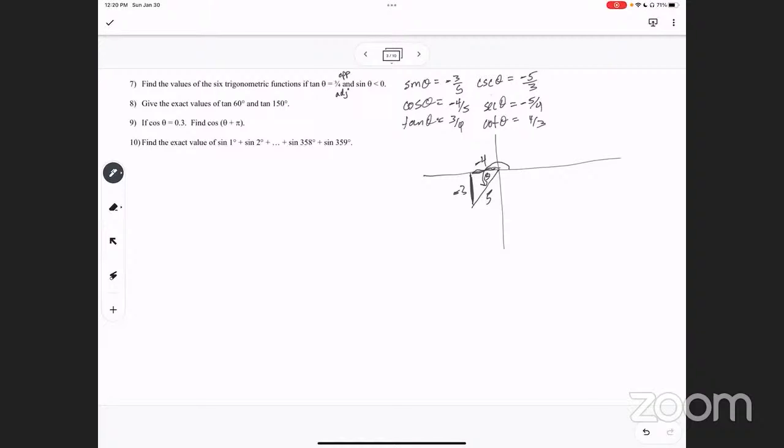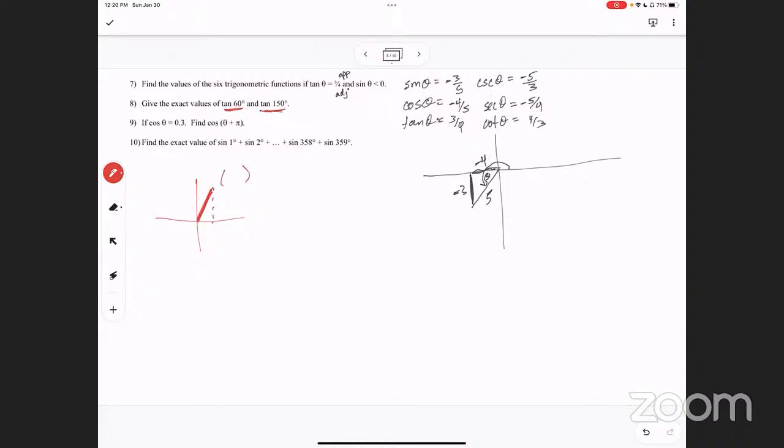All right. It says give the exact values of the tangent of that and the tangent of this. Well, you can use your unit circle, right? So we're thinking, let me do this in red here. We're thinking of our unit circle. The tangent of 60, here's 60 right here.